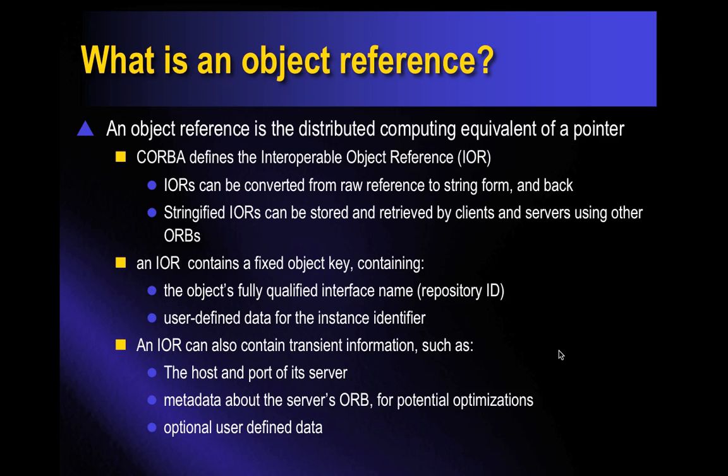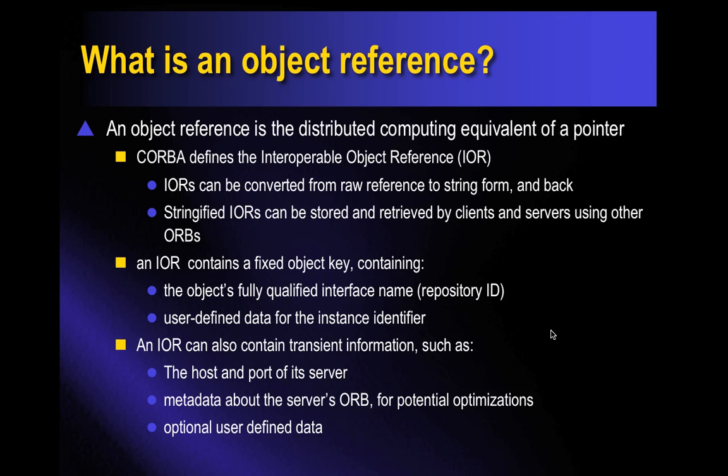So it can be stored, retrieved by the client, by the user, by the server, using other orbs, by using other methods. So it contains fixed object keys themselves. So the IOR, or the reference to the object, interoperable object reference, has keys inside. So the object is fully qualified by a name. There's a repository ID. There's a piece of information, depending upon the implementation, whatever's set, whatever's being used in terms of the reference. So user-defined data as well as instance identifiers and things.